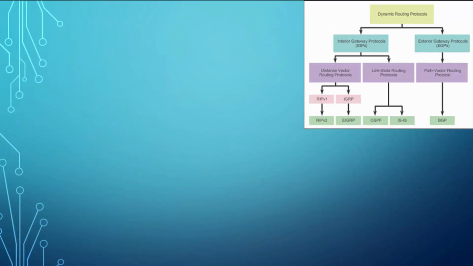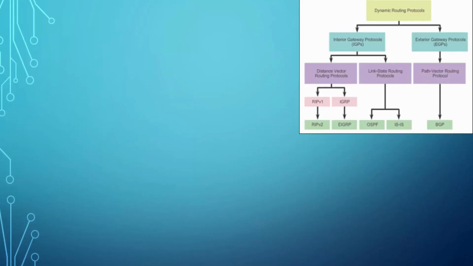Hello guys, we're going to be talking about dynamic routing protocols. A structure that we have in the graphic, and besides that we have two different kinds of dynamic routing protocol: Interior Gateway Protocol, IGP, and Exterior Gateway Protocol, EGP. The Exterior Gateway Protocol is going to be Path Vector Routing Protocol, Link State Routing Protocol, and Distance Vector Routing Protocol. We're going to be talking a little bit deeper about that in a couple seconds.